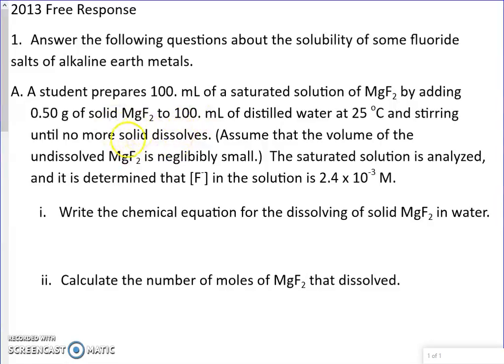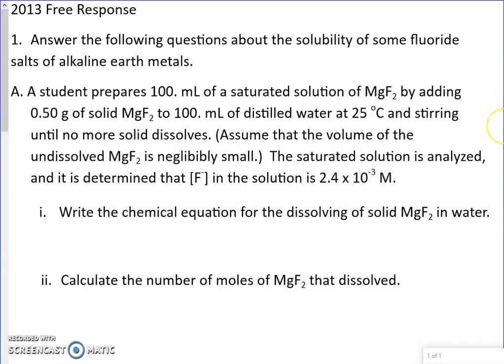What this tells us is we have that equilibrium between the magnesium fluoride and the ions that are produced when the magnesium fluoride dissolves. We'll get there in a minute. The saturated solution is analyzed, and it is determined that the fluorine ion in this solution is 2.4 times 10 to the negative 3 molar. So think of this almost like, it's really no different than an acid-base problem. This is almost like saying the pH is this, or the hydrogen ion concentration is this. It all works the same way.